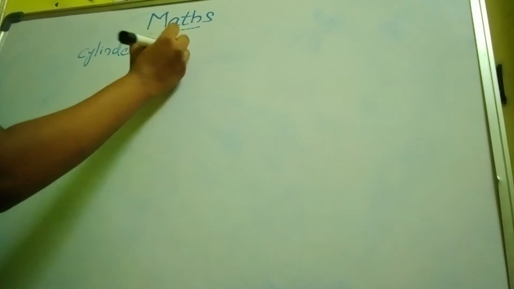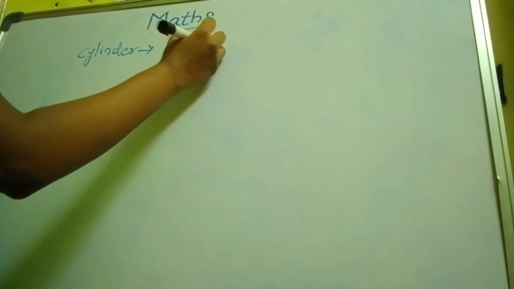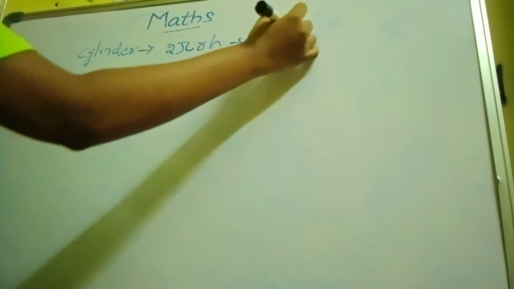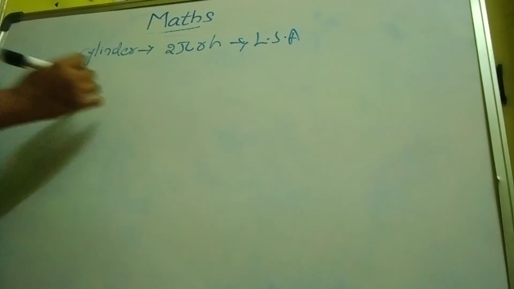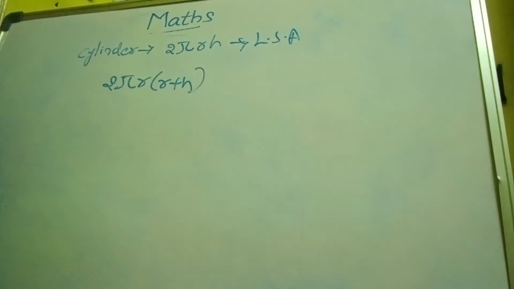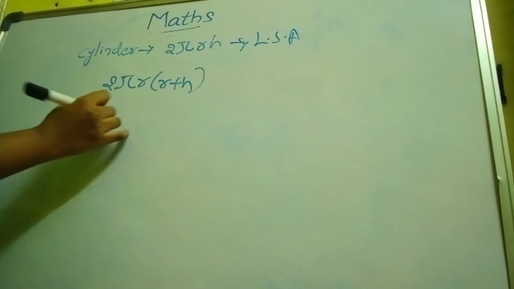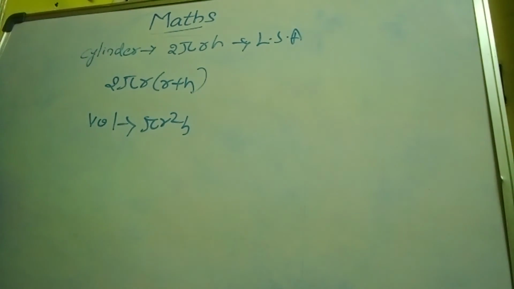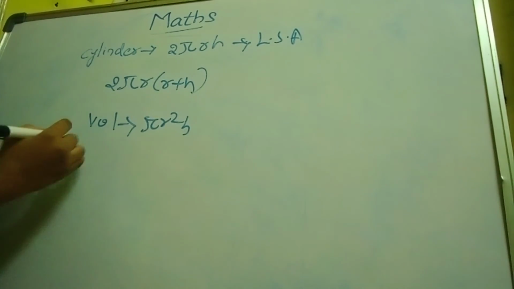Cylinder. 2 pi RH. What is 2 pi RH? TSA or LSA? 2 pi RH is LSA. Okay. Now what is TSA? 2 pi R into R plus H. Okay. Now what is volume? Pi R square H. Volume is pi R square H. Now cone.